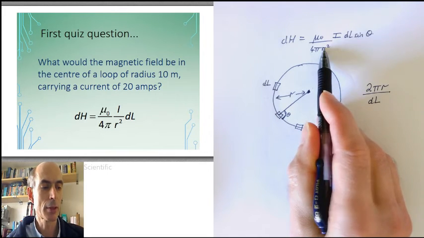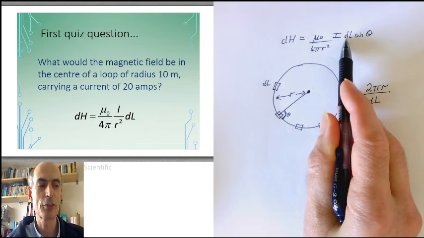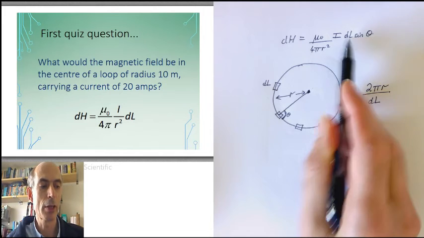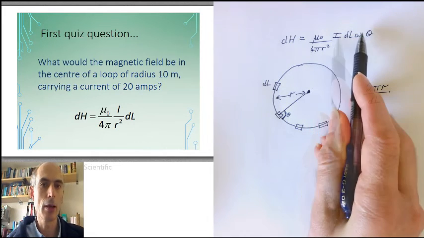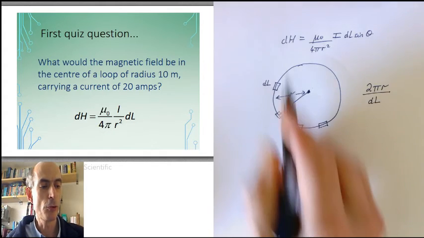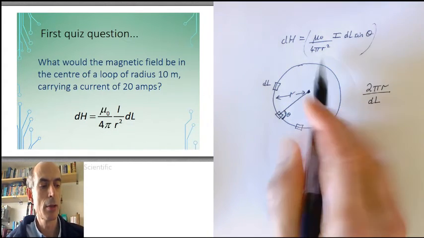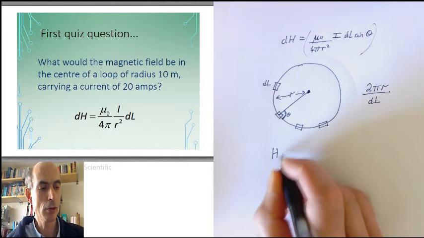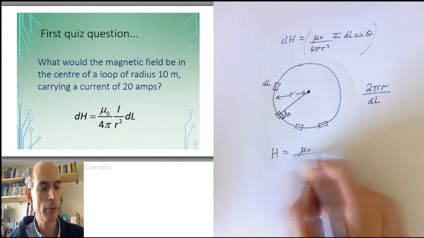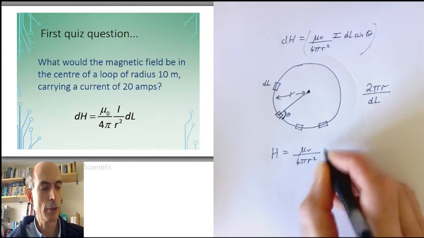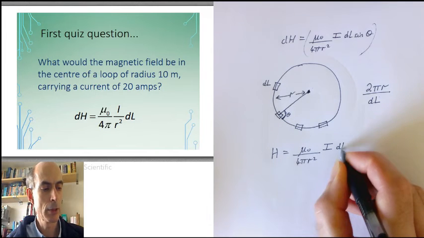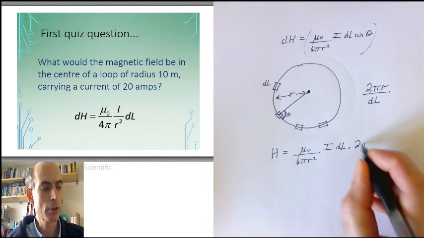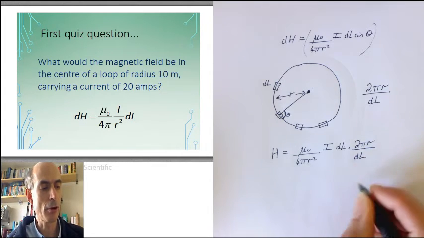That's good. The current is the same, and they will all have the same effect, because they are the same distance carrying the same current at the same angle. So all we have to do is just multiply that by the number of little lengths delta L there are. And our total H field would be mu naught divided by 4 pi r squared times the current times delta L, sine theta is just 1 for 90 degrees, times the number of little lengths of delta L there are.